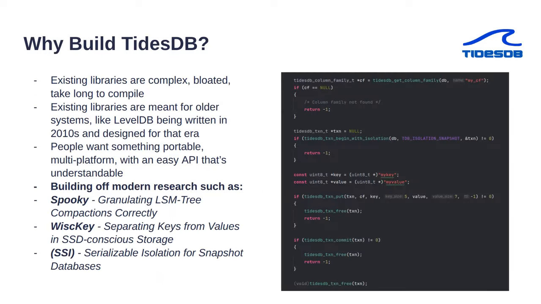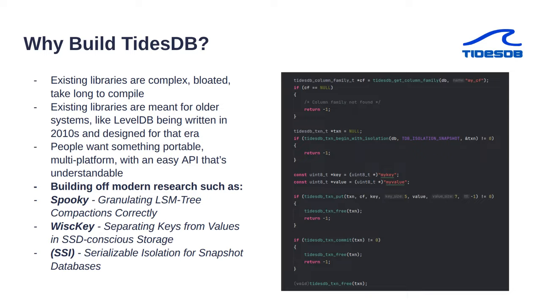So why even build TidesDB today? Well, existing libraries are quite complex. They're quite bloated, right? They take a little bit long to compile. RocksDB takes quite a bit of time to compile on my system from source. Existing libraries like LevelDB, for example, were developed and designed in the 2010s. So they were designed for that era, not for today's standards. People want something portable with an easy API.